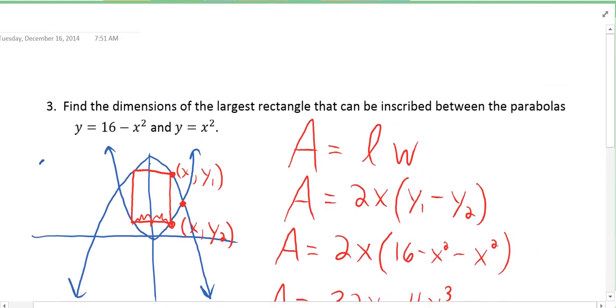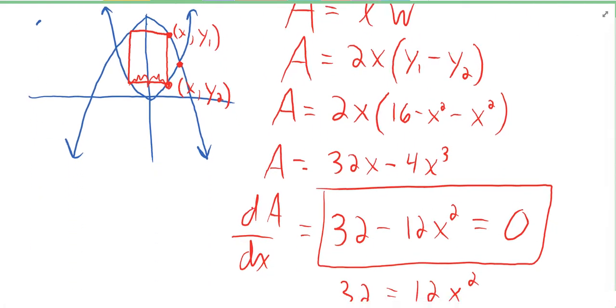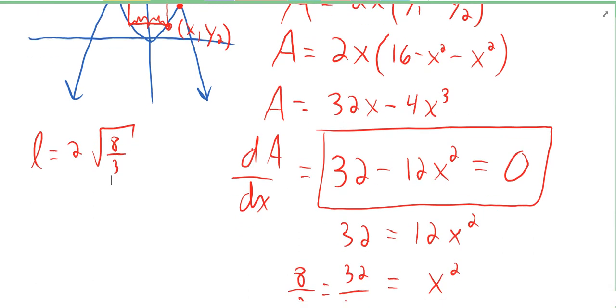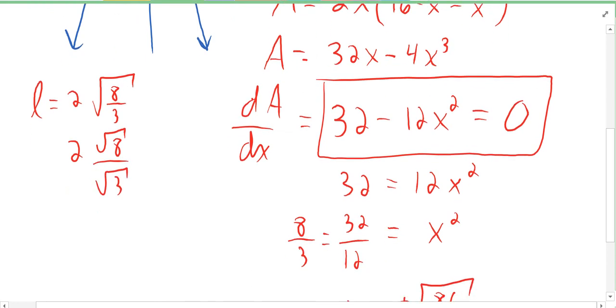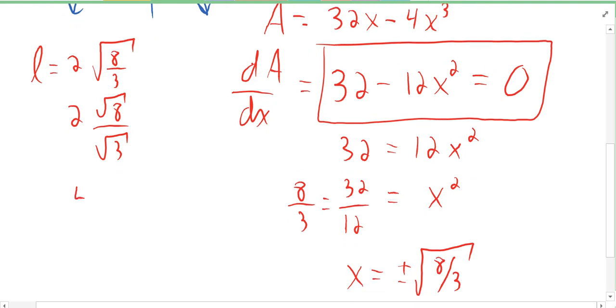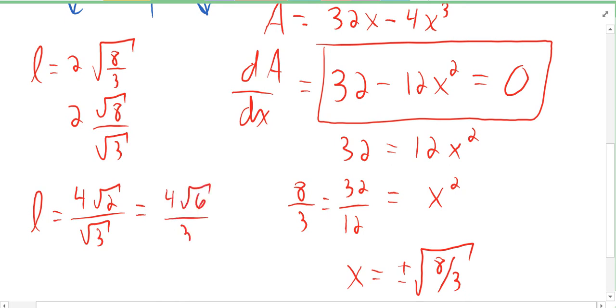And what was the question? Find the dimensions. So the dimensions are going to be, the length of it is going to be 2 root 8 thirds, so we should really simplify this. So the square root of 8 thirds is the same thing as square root of 8 over square root of 3. Cool. And root 8 is the same thing as 2 root 2. So this is really 4 root 2 over root 3 is the length. And if you wanted to rationalize it, you could. Then it's really 4 root 6 over 3.